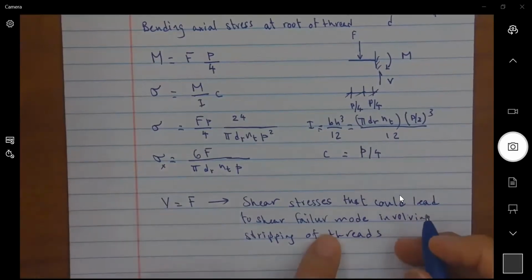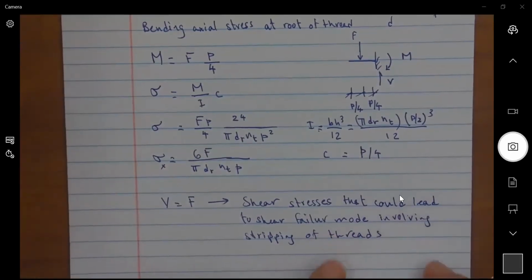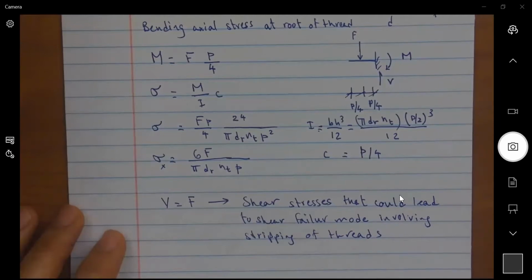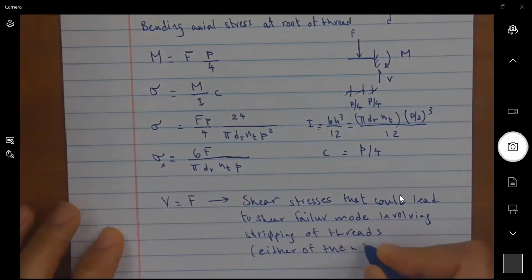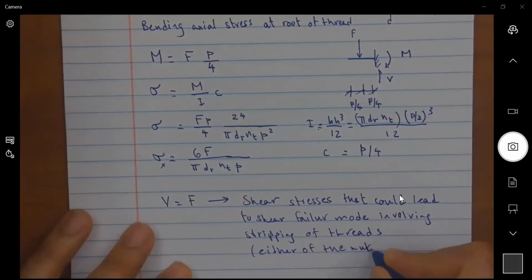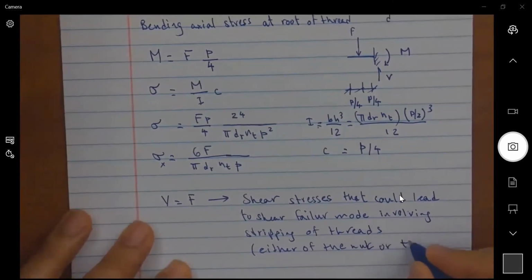Now, when I say the threads, these could either be of the nut or of the screw, right? Depending on which material is stronger. So when I say threads here, either of the nut or the screw.